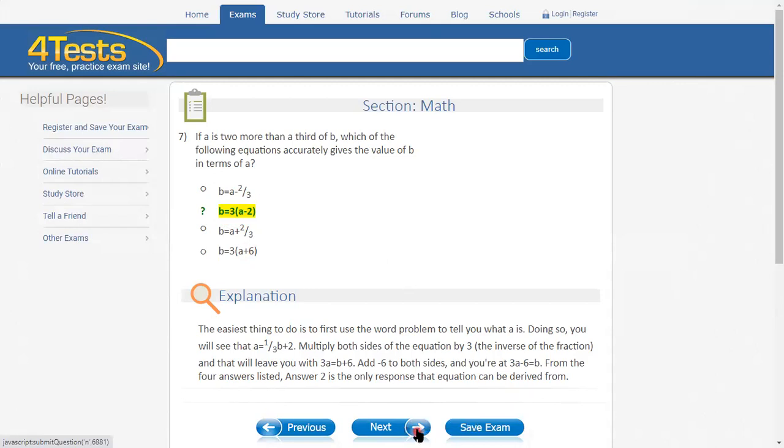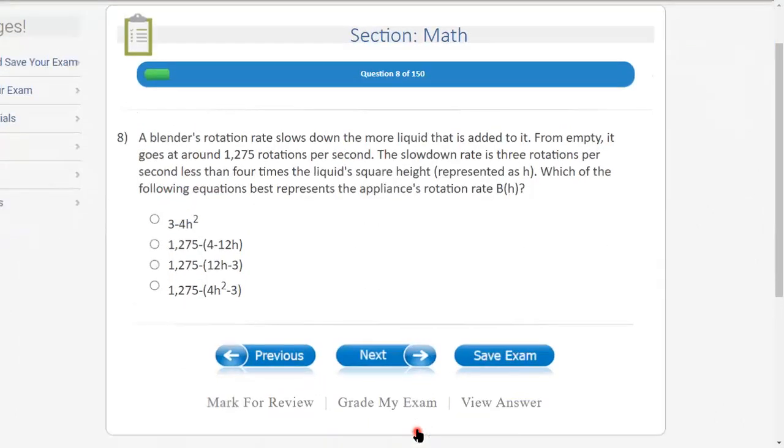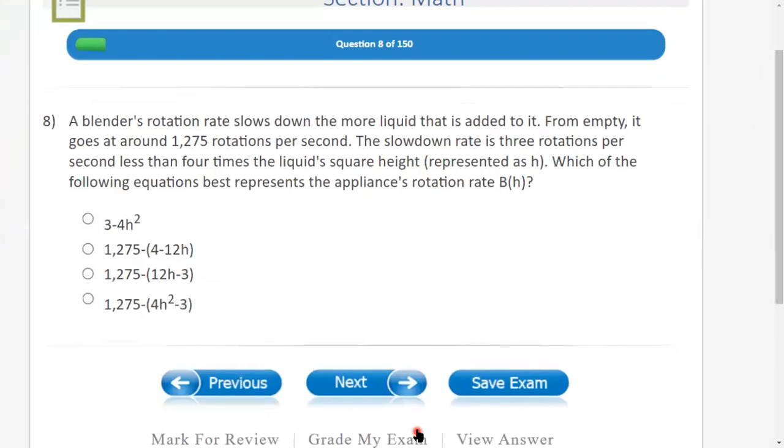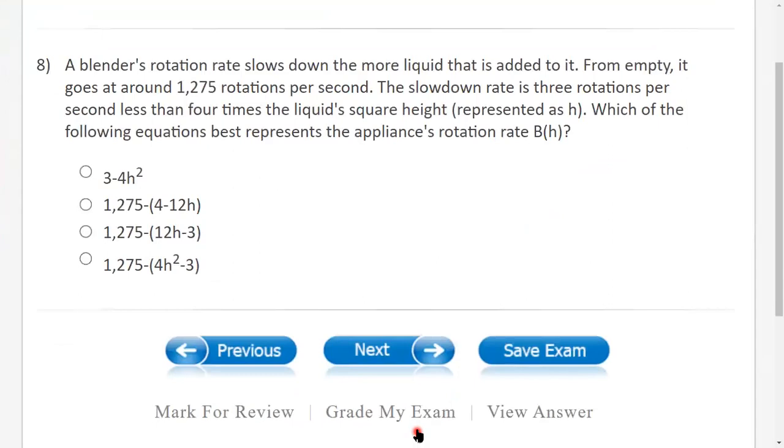So we are just moving to the next question. Now you can read this. A blender's rotation rate slows down the more liquid is added. From empty, it goes around 1,275 rotations per second. The slowdown rate is 3 rotations per second less than 4 times the liquid square height, represented as h. Which of the following equations best represents the blender's total rotation rate, which is B of h?